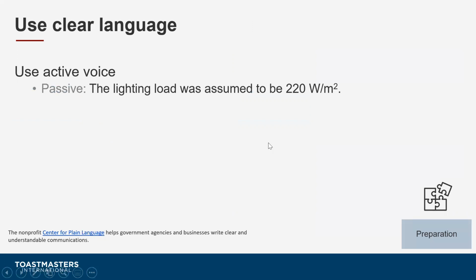Here's a tip on how to plan for your next speech, how to verbally communicate it, even how to put it clearly on the screen. So the first tip is to use active language. So here I've written a sentence in passive language. The lighting load was assumed to be 220 watts per meter squared. So on a piece of paper, in your mind, in the chat, I would like you to make this sentence an active sentence. So instead of something was assumed, flip it around so that it's not passive voice. I don't want to give it away too much. So I'll just let you take a minute to put that into active voice.